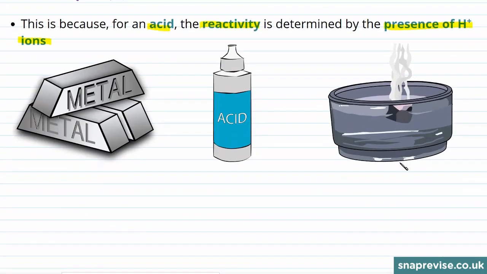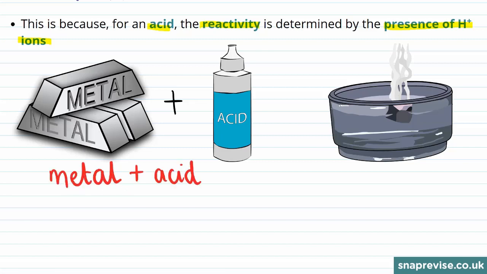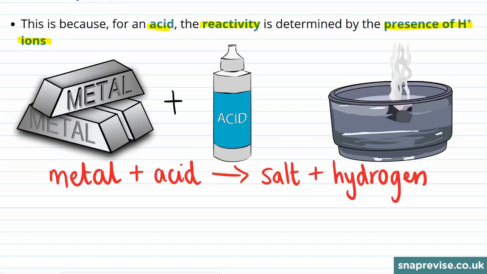For example, we can think about the reaction between a metal and an acid, which is one of the ones that you should know for your exam, which is that metal plus acid will always give you a salt and hydrogen. On the right-hand side, we have a diagram of what it looks like if you add a metal to acid, where you'll see bubbles of hydrogen gas forming.